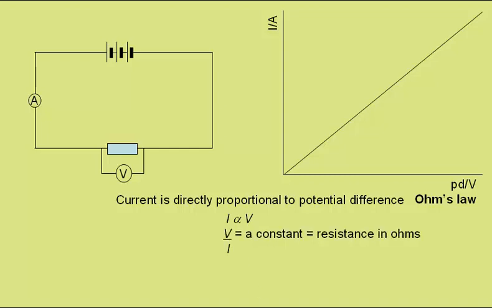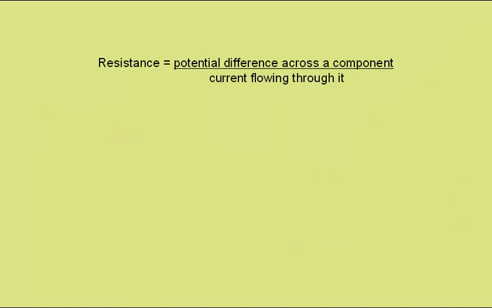We can from this write that the voltage divided by the current will equal a constant, and this constant is the resistance of the circuit in ohms. So we can define resistance as equal to the potential difference across a component divided by the current flowing through it. In symbols, R for resistance is equal to V for potential difference divided by I for current.